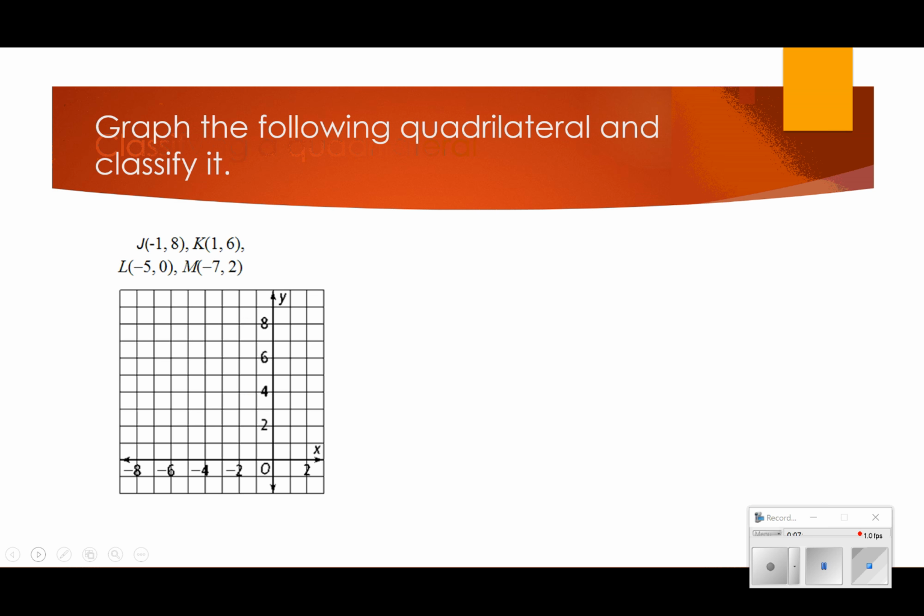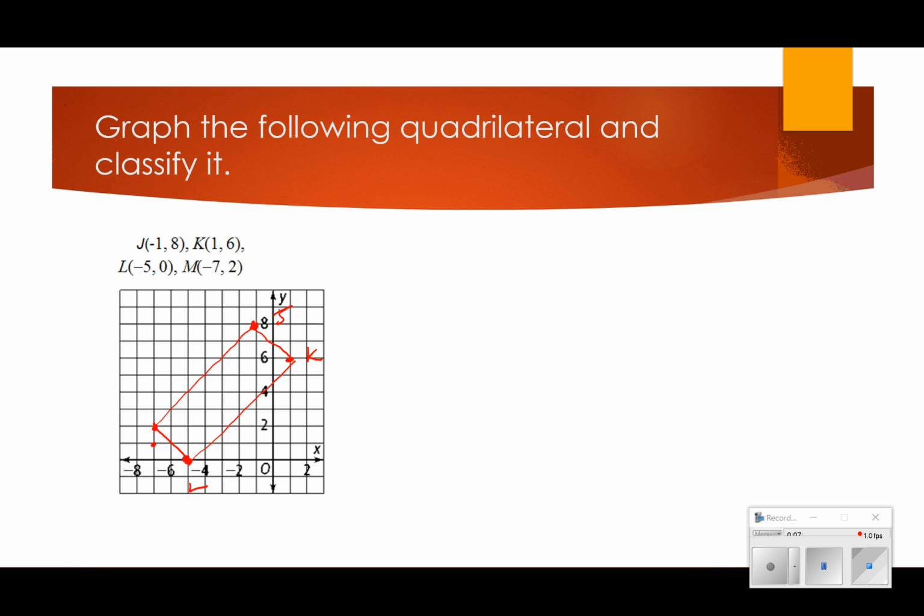So I'm going to graph the following quadrilateral and classify it. So negative 1, 8 would be point J, and I'm going to label that. 1, 6 would be K. L is negative 5, 0. And M is negative 7, 2. So here is my quadrilateral. Now it looks to me like it's a rectangle, so we can do a couple different things to prove that it's a rectangle.